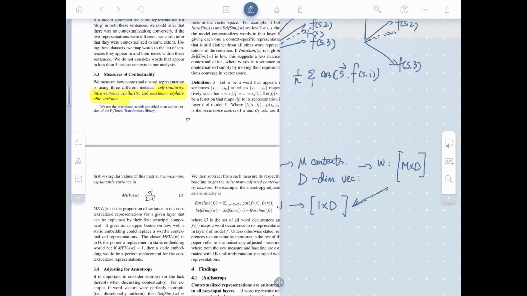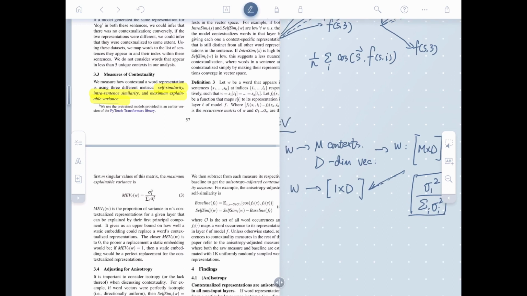There is a theoretical upper bound, which is the variance of the first principal component divided by the total variance. This is basically the maximum explainable variance. It means that when you reduce the large contextualized matrix into a small dimensional vector, how much information or variance can you preserve?